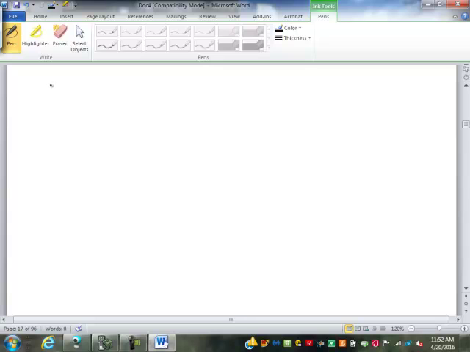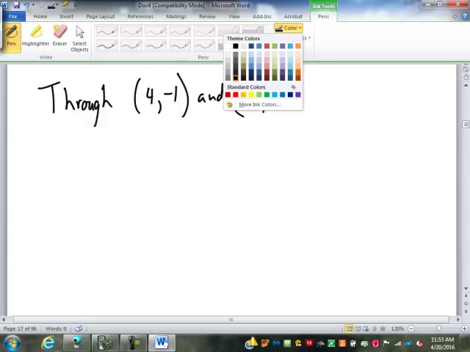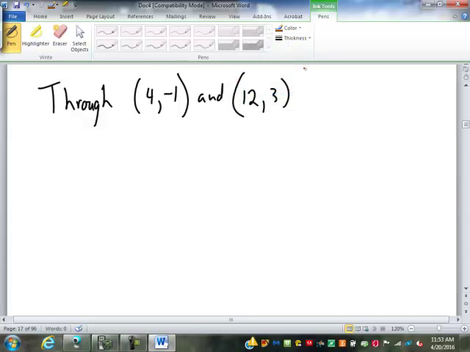Let's say that we are told that we have a line that goes through the points, let's say 4, negative 1, and 12, 3. Let's see what happens there.